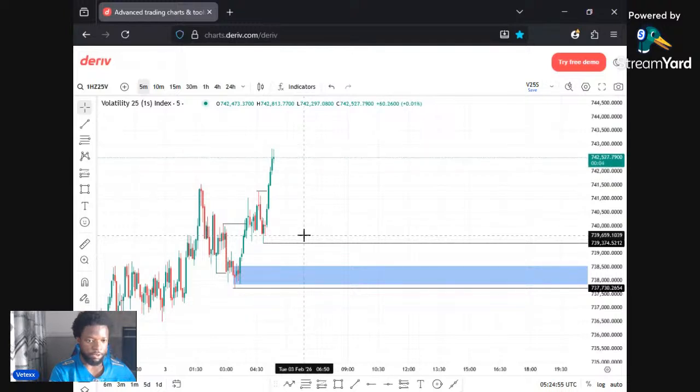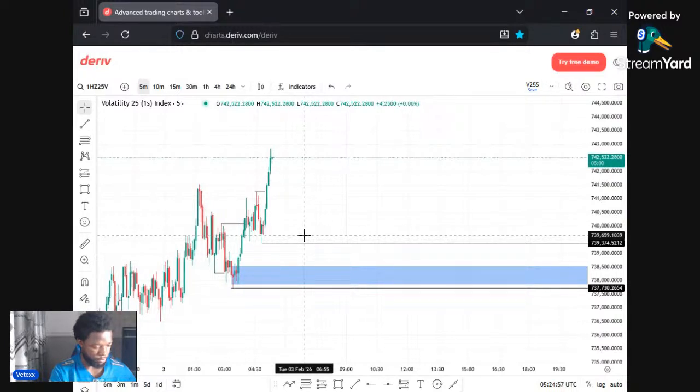Do you think this is valid enough? Mm, the sweep is not really visible. The sweep is not visible that much. So this doesn't look like something I want to be risking on.